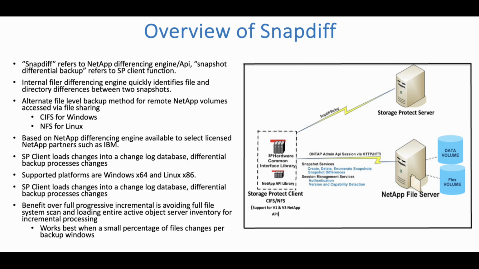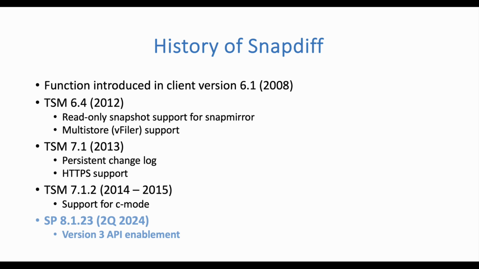And it works best on file systems or volumes where a small percentage of the files change during the backup window. Just a brief history. Snapdiff has been around for about 15 years, and this is the chronology of everything that's gone in. And the latest changes that I'm speaking about today, they were actually implemented last year in 8.120 in the third quarter of 2023. But due to a lack of a license agreement with Netapp, we're not able to release it until now.